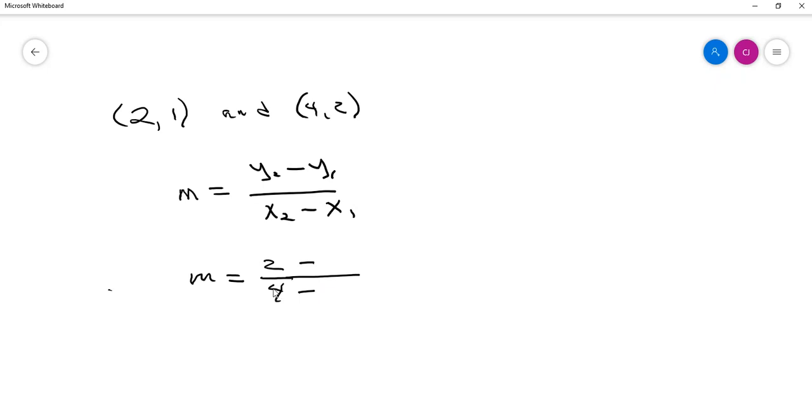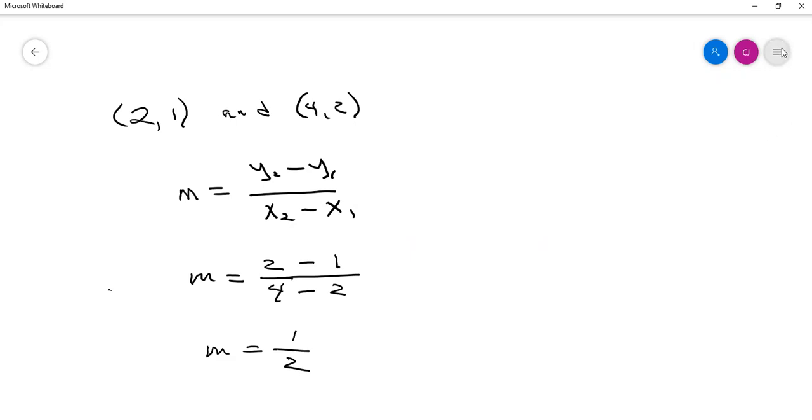Isn't this the x and y value from the second point? 4 and 2. Here's the x and y value from the first point, 2 and 1. This is my ordered pair, 4 comma 2, 2 comma 1. M is equal to 2 minus 1 over 4 minus 2, so we got a slope of 1/2. Okay, that's it for that one.